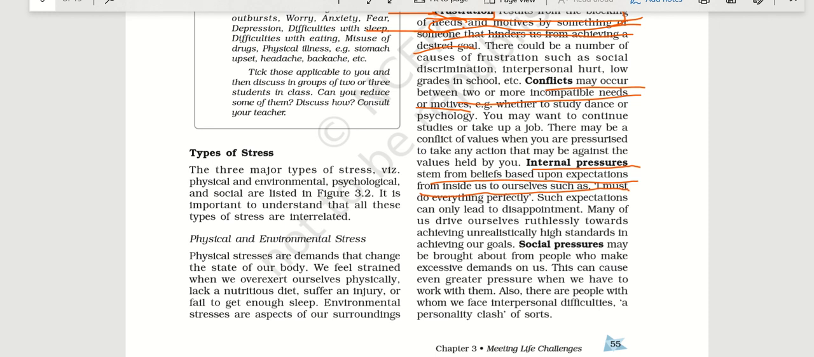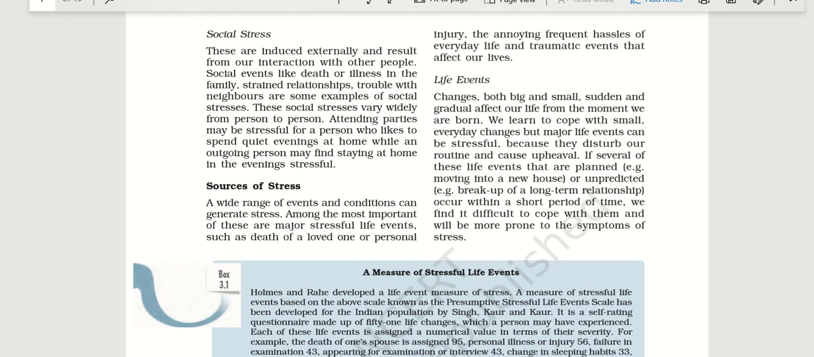That is your internal pressure. Then we have social pressure that may be brought about from people who make excessive demands from us. That is your social pressure, which is around your society and everything. Then we have social stress. Social stress is from our interaction with other people. Social events like death, illness in the family, strained relationships, trouble with neighbors are some examples of social stresses. Okay, this is your social stress.